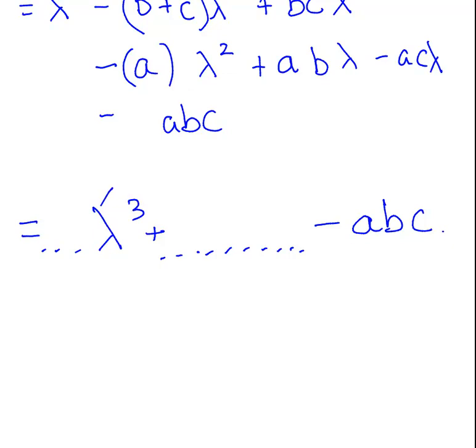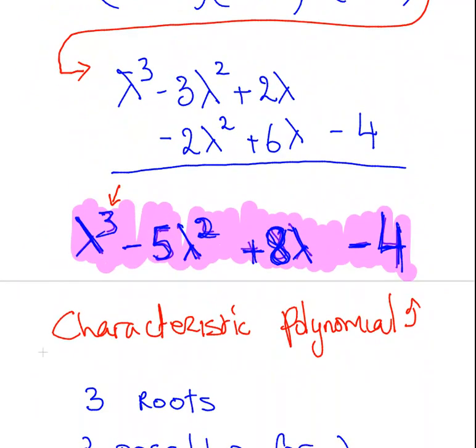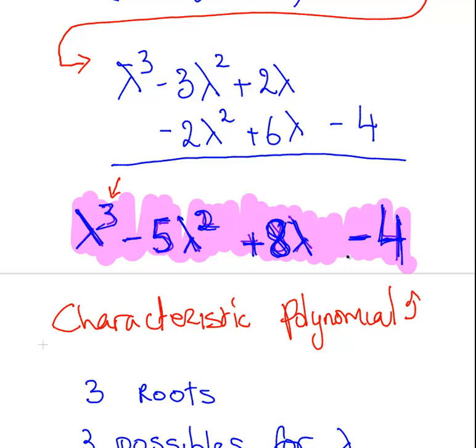So the first term is lambda cubed, that's fine. But the last term is what I'm specifically interested in: minus ABC. So essentially, what I'm going to do now is try to solve this here.